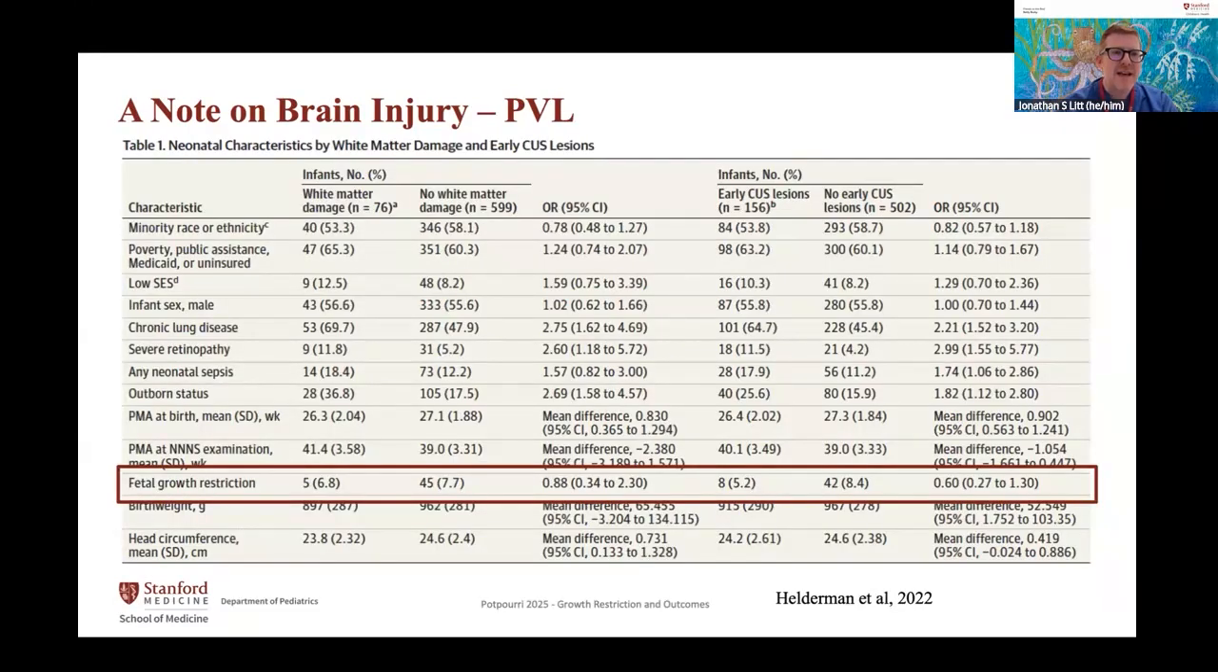And this is a study that's also looking at periventricular leukomalacia or white matter injury. And that also found that infants who are born with growth restriction did not have increased risk for white matter injury either when taking gestational age into account.